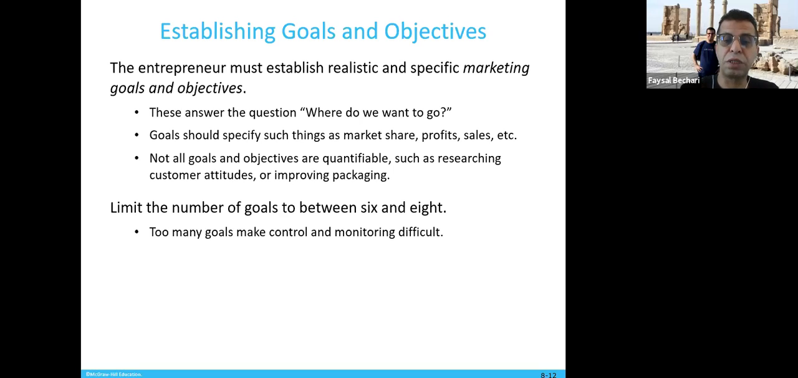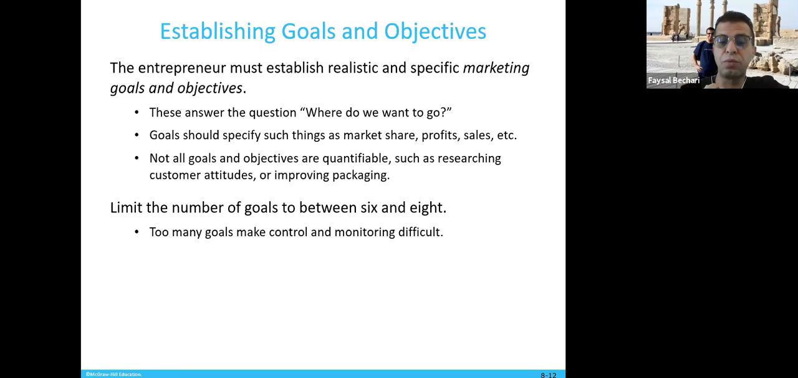So the entrepreneur must establish realistic and specific marketing goals and objectives. These answer the question, where do we want to go? Once again, it's more strategic. Goals should specify such things as market share, profit, sales. What's our sales level? What's the profit? Or what's our market share in that segment of the market?